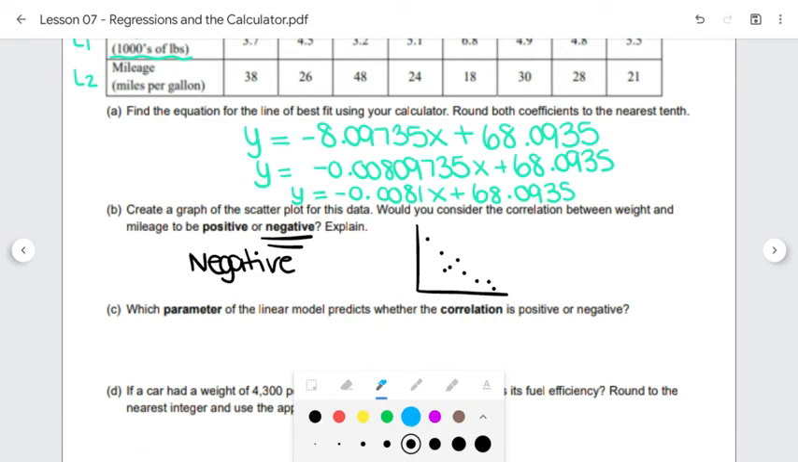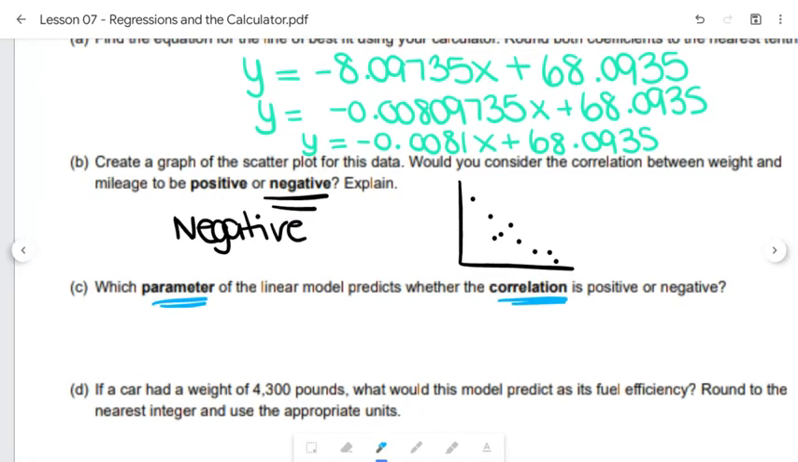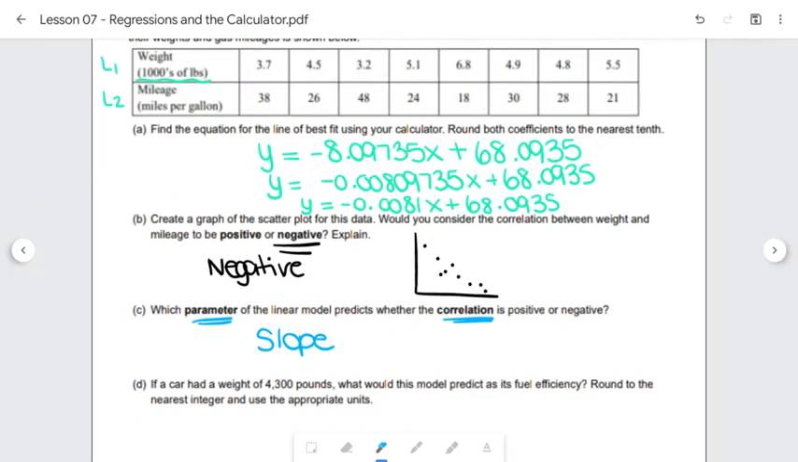So which parameter would we look at to tell the correlation? Always the slope. If the slope is negative, it's going to be a negative correlation. And if it's positive, it's going to be a positive correlation.